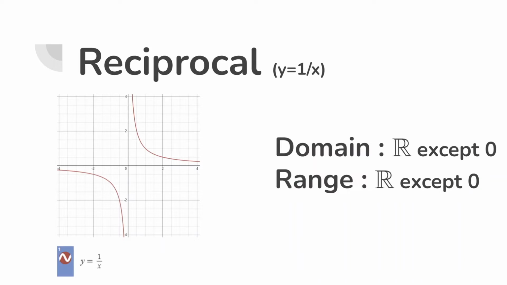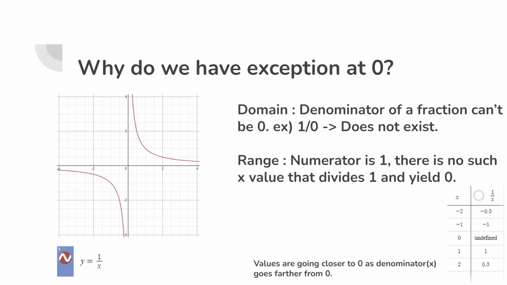Next one is the reciprocal function. Its parent function is y equals 1 over x. Both domain and range are all real numbers except 0. So why do we have an exception at 0 for both domain and range? For domain, the denominator of a fraction cannot be 0. For example, if we plug in 0 for x, then it's gonna be 1 over 0, and that does not exist. For range, the numerator is 1, and there's no such x value that divides 1 and yields 0.